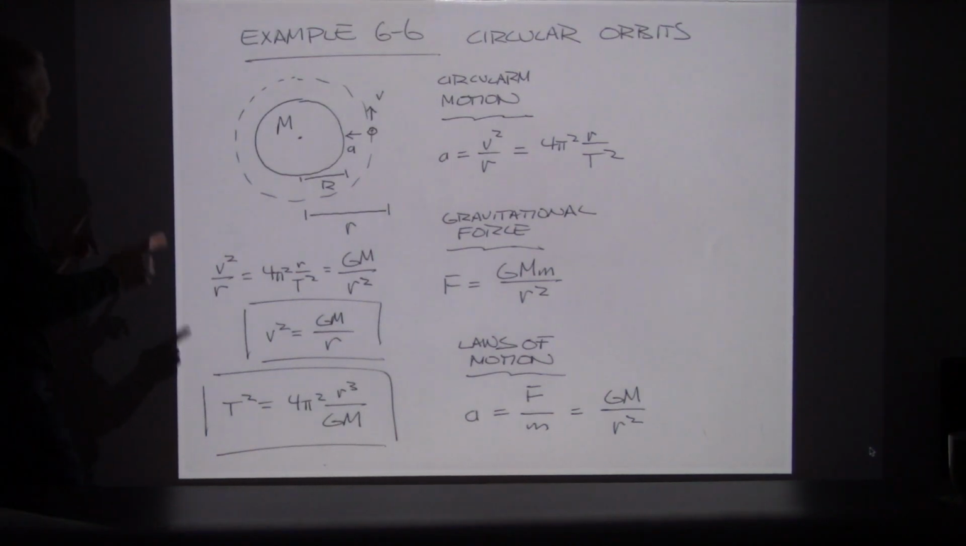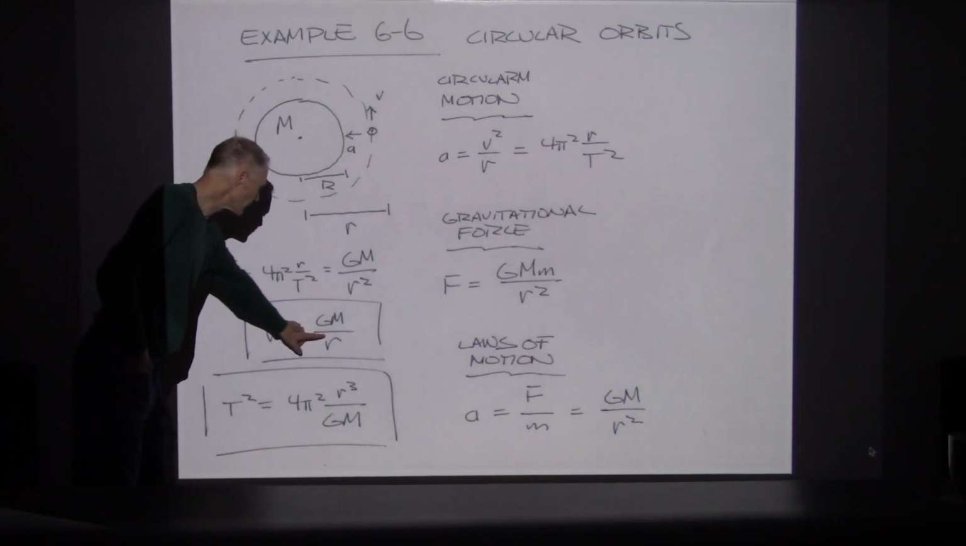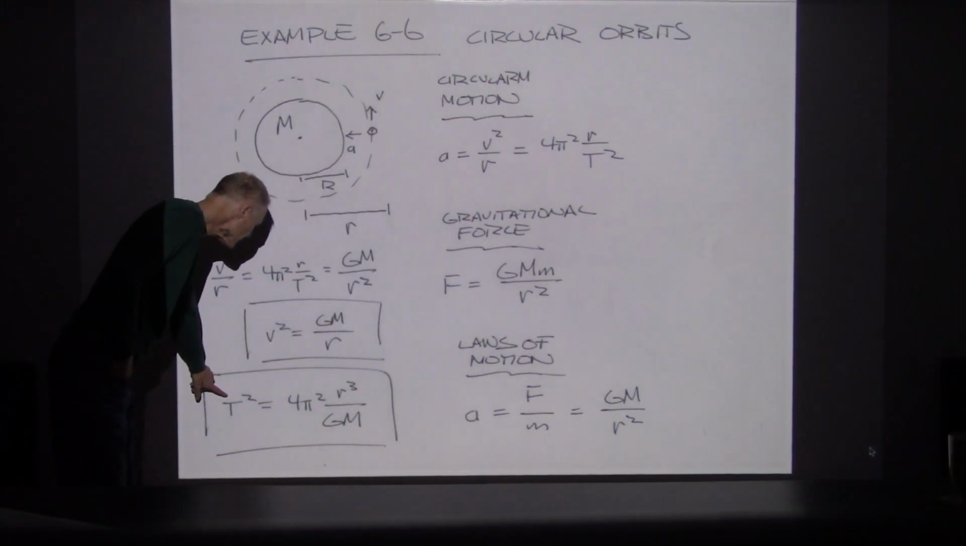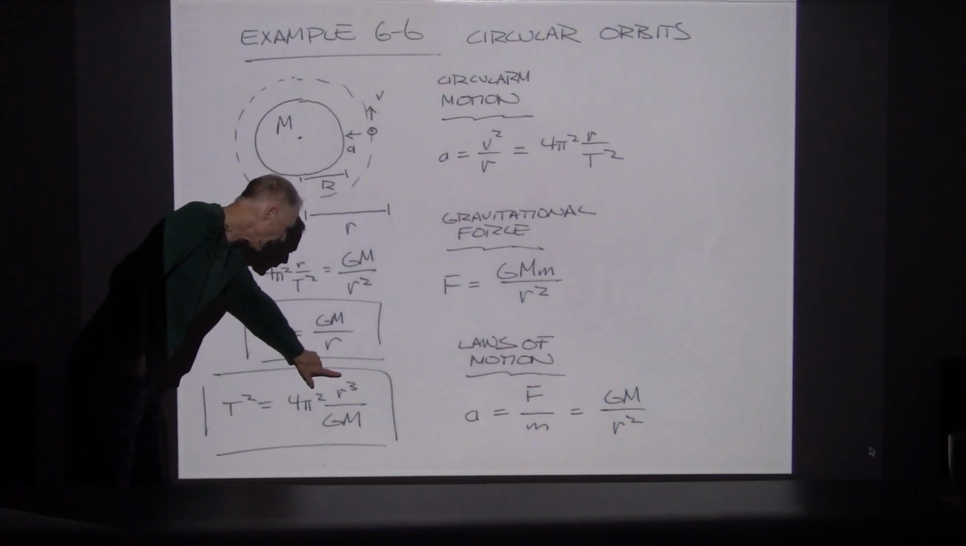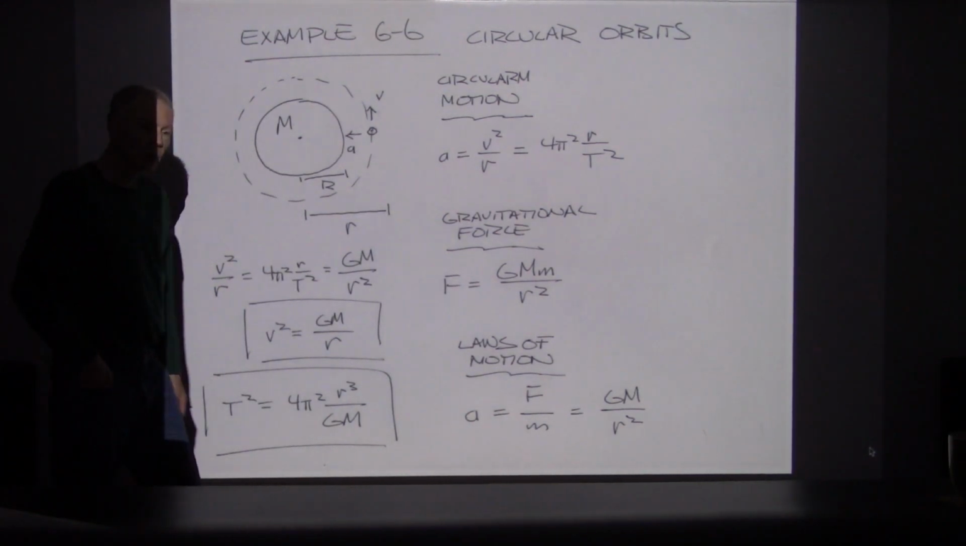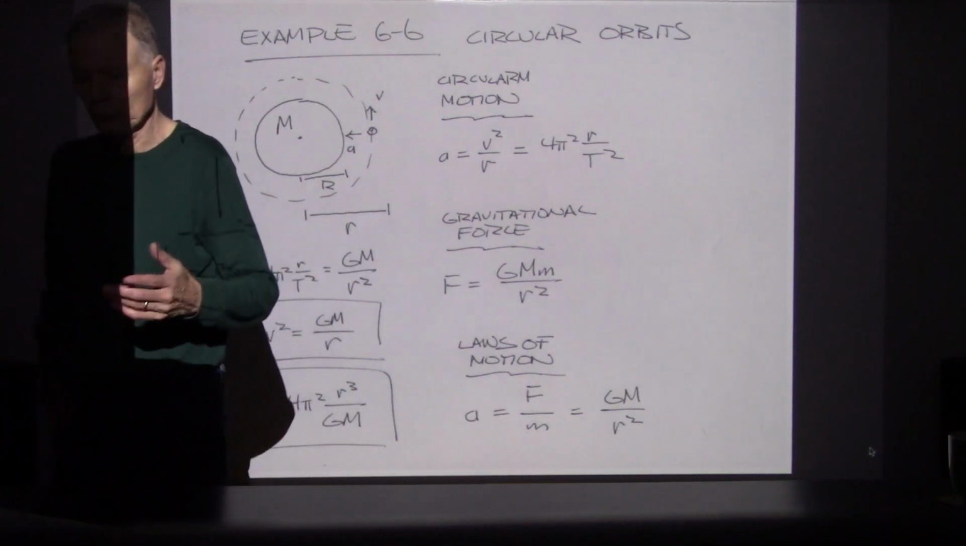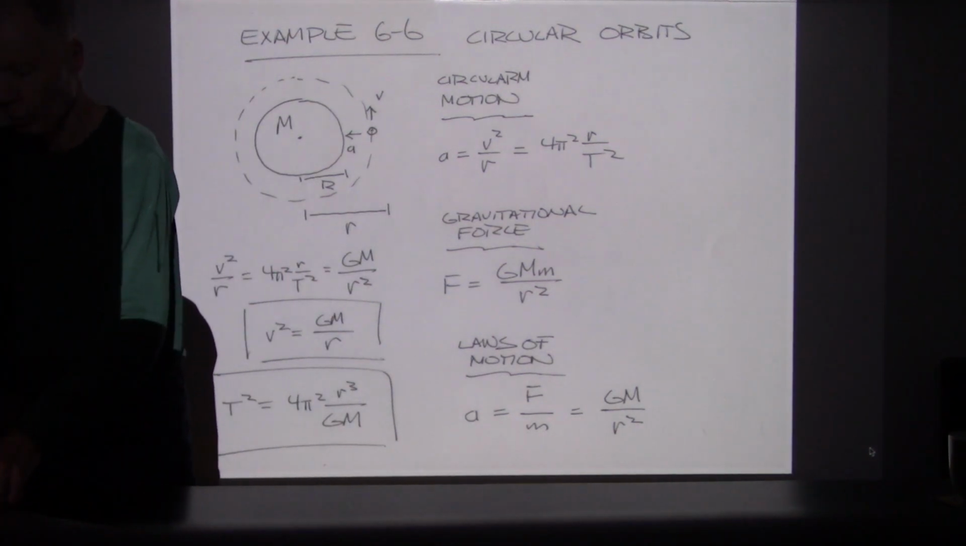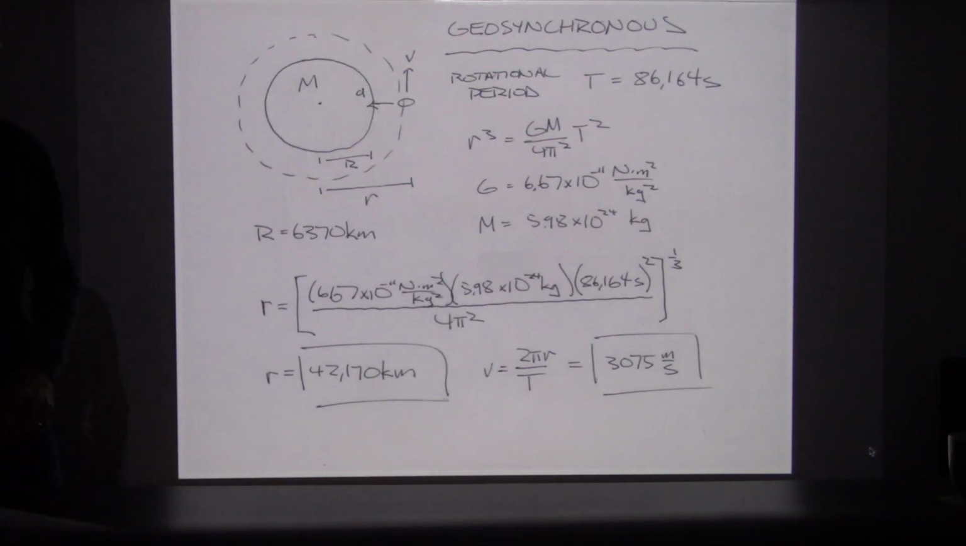So those are our two formulas. This is going to relate V and R. This is going to relate period and R. And these are for circular orbits. So let's get back to geosynchronous now.